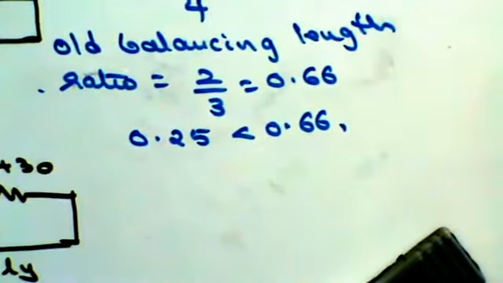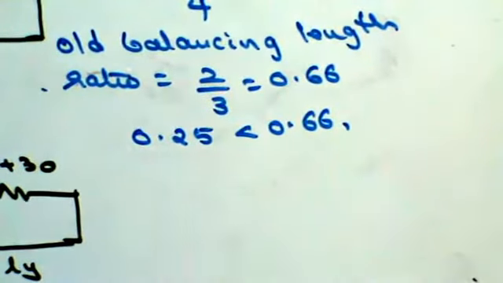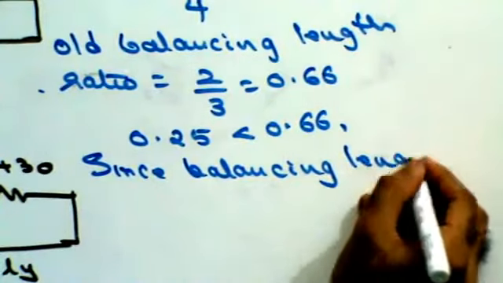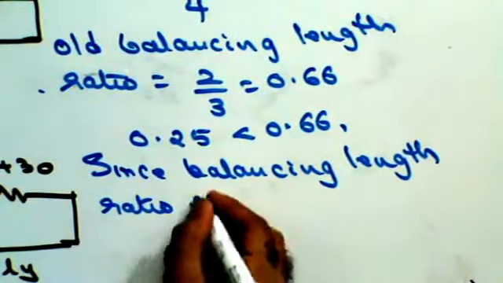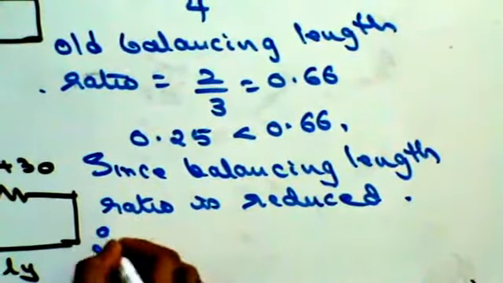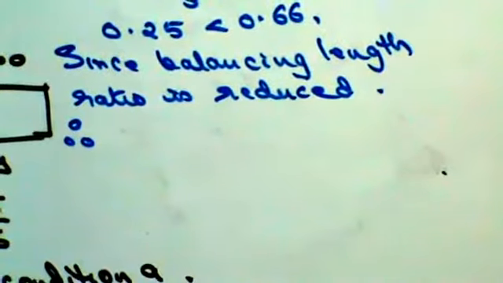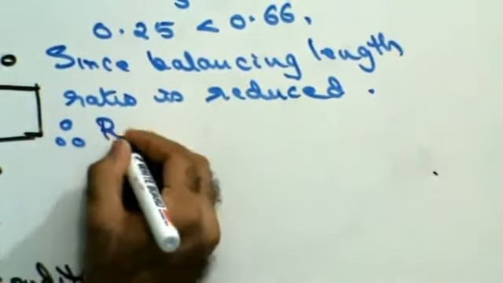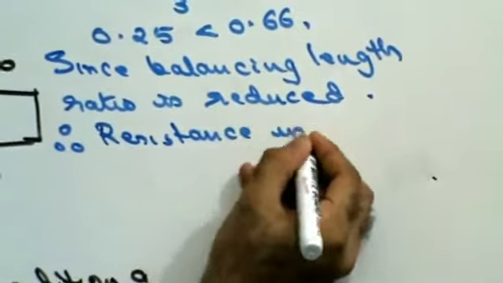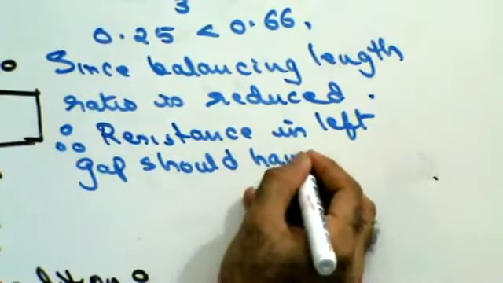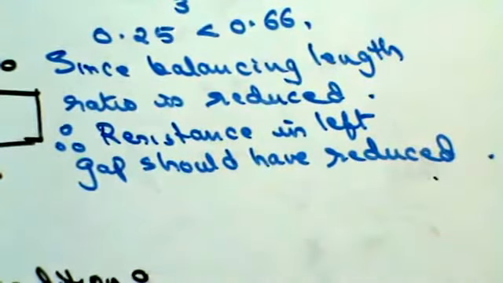Now we know that resistance is directly proportional to length. Since the balancing length ratio is reduced, I can therefore say that the value of the resistance in the left gap should have decreased. It's only under that condition will the balancing length ratio be reduced. Therefore, the resistance in the left gap should have reduced.